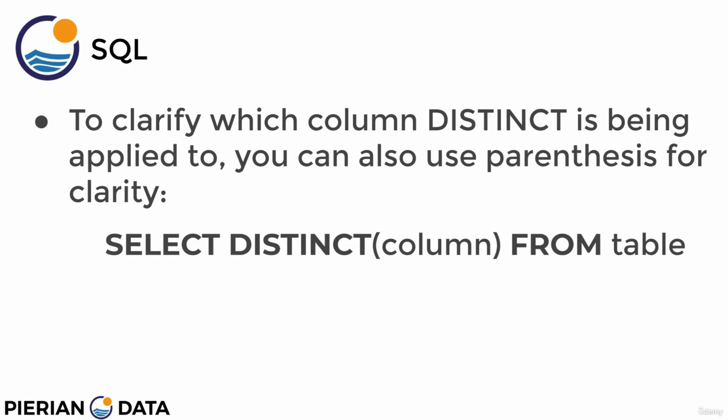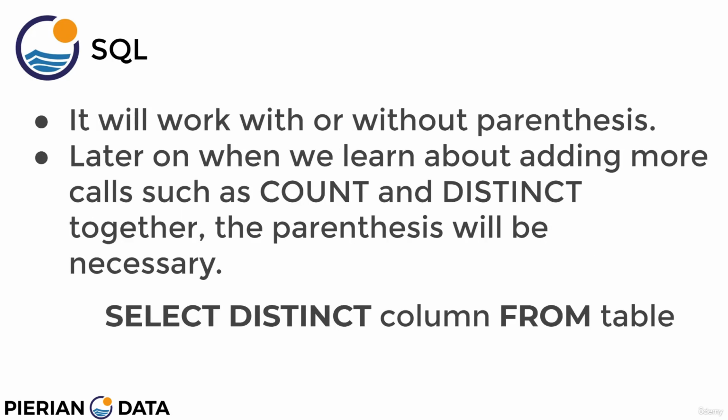Sometimes, to clarify which column distinct is being applied to, you could also add in parentheses for clarity. So note that distinct on a column works with or without parentheses. This is what it would look like with parentheses. And again, it will work without parentheses as well. Later on, when we learn about adding more calls, such as a count call and a distinct call together, some sort of parenthesis structure will actually be necessary to clarify what is actually being called on what. But we're going to see that in a future lecture.